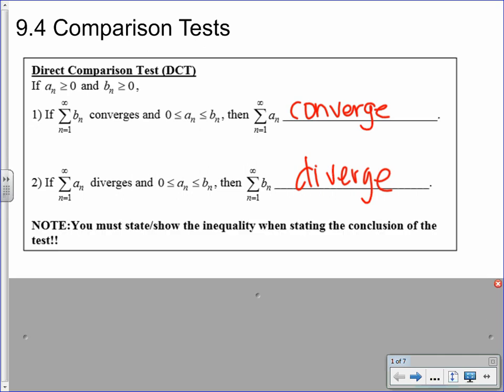Now, when you use this test, you have to show the inequality as a part of your work. So you have to tell me which series you're going to compare it to and how you know whether that diverges or converges. You have to show the inequality to therefore conclude the new series is diverging or converging. Okay? So you're going to have to write more than you're going to have to think, if that even makes sense.